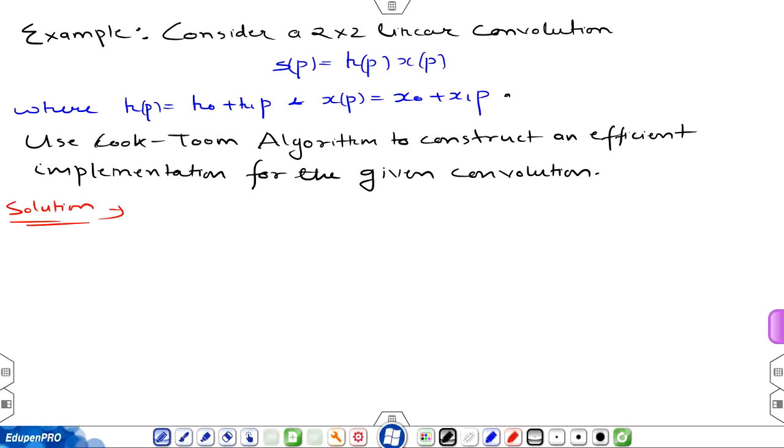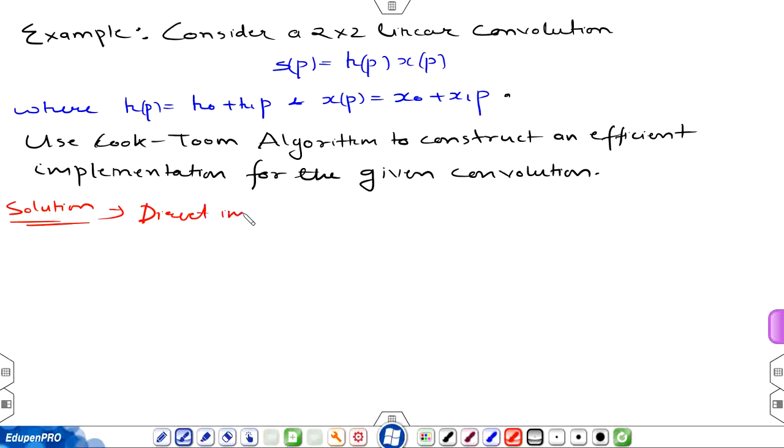Okay, so now we will solve an example using Cook Toom algorithm. The example is a 2 cross 2 linear convolution given by S(p) = H(p) X(p), where H(p) = h0 + h1p and X(p) = x0 + x1p. We have to use the Cook Toom algorithm to construct an efficient implementation for the given convolution.